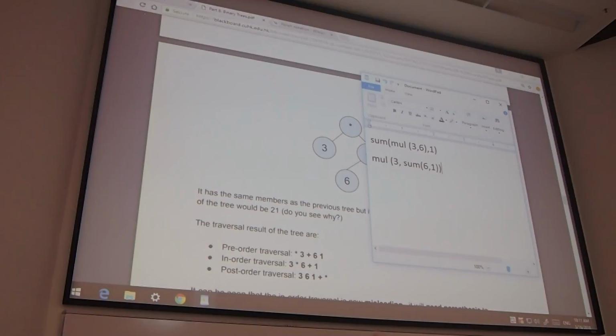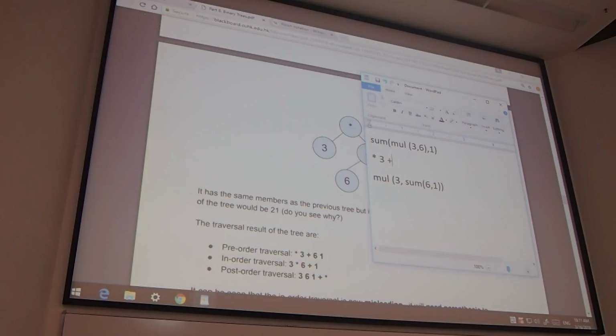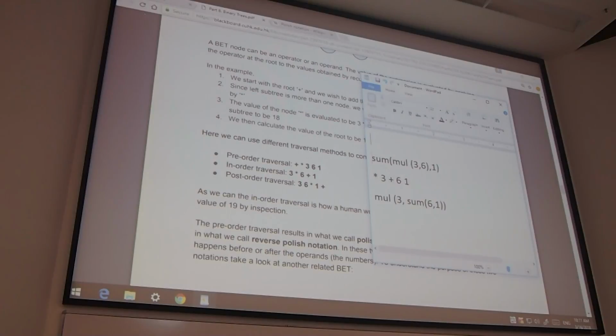Yes. So here, the pre-order traversal is star 3 plus 6 1. And the previous tree is plus star 3 6 1. Now, the two trees have the same in-order traversal, but their pre-order traversals are different, and it leads to the correct outcome, even if you parse it.